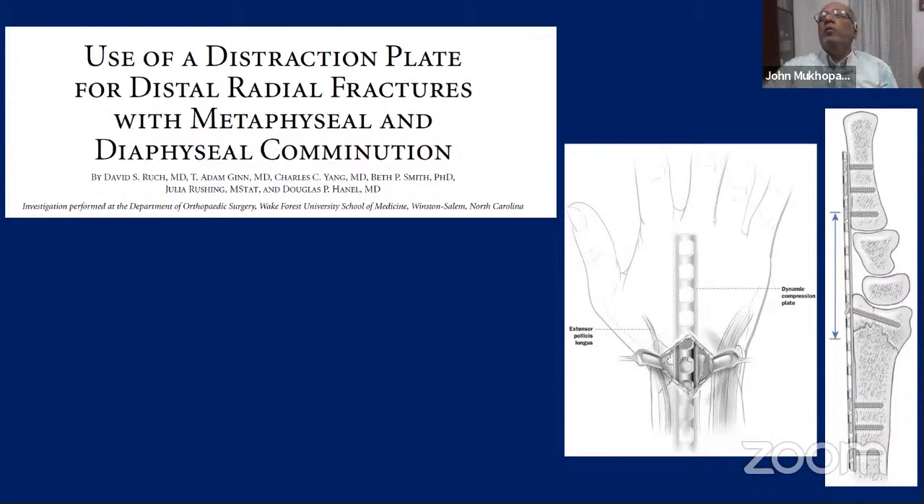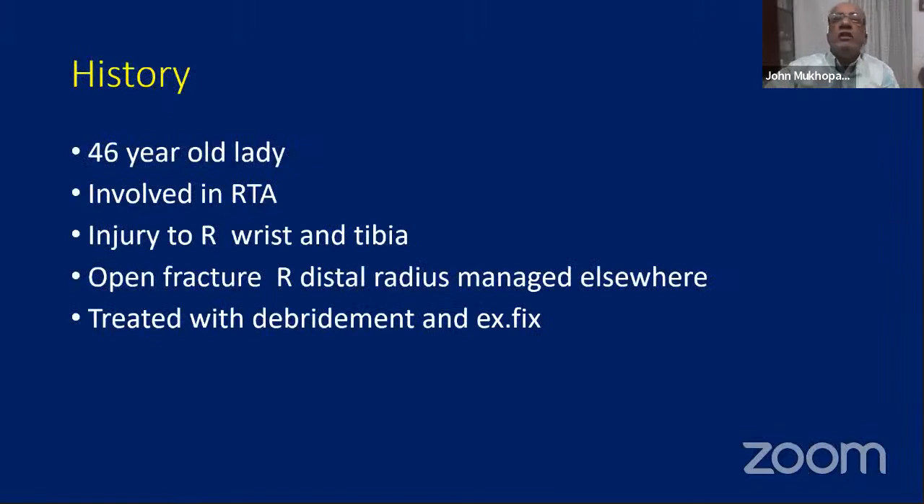And this is how the plate goes on, with 3 screws on the metacarpal, screws on the distal radial shaft, a bridging area, and you can even put screws for the intra-articular fragment using this technique. Okay, so this is an example of a case where we used it.